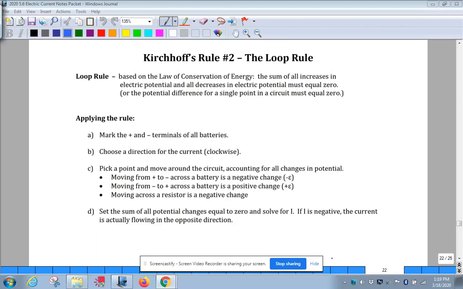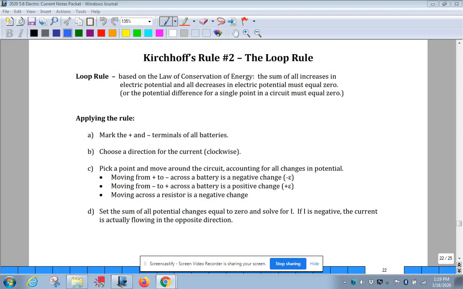Okay, hi everybody. So we're going to be looking at Kirchhoff's second rule, the loop rule, and this is based upon the conservation of energy, where all of the sums of electric potential that increase around the loop plus all the decreases have to equal zero. And there's a couple of rules you have to apply in order to figure these kinds of questions out.